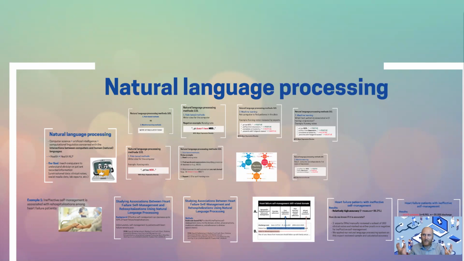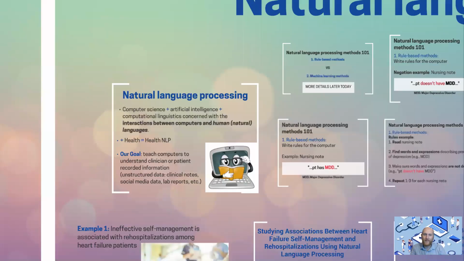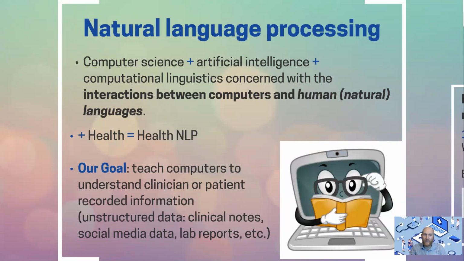So what can be helpful to extract those important insights about the patient from clinical notes? This is a technology called natural language processing. So what is natural language processing? Natural language processing is a field that combines computer science, artificial intelligence, and computational linguistics, concerned with interactions between computers and human natural languages. We call natural languages human languages, versus very structured and very formal languages such as Java or C++ or even R. Those are computer languages. When we add health to the mix, we get health NLP. NLP is a common abbreviation for natural language processing. Our major goal is to teach computers how to understand clinician or patient recorded information in the unstructured format, in those narrative formats, including clinical notes, social media data, lab reports, and any other types of information.